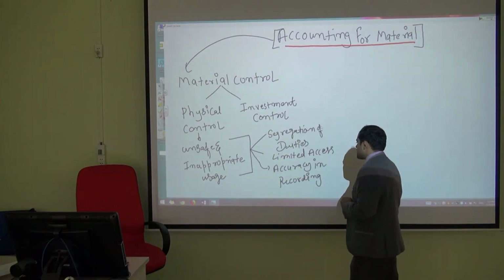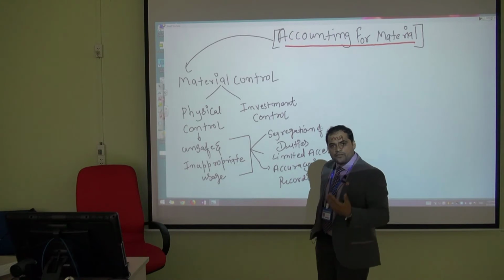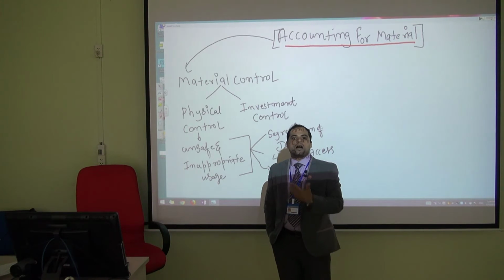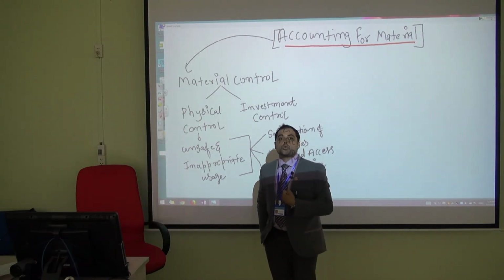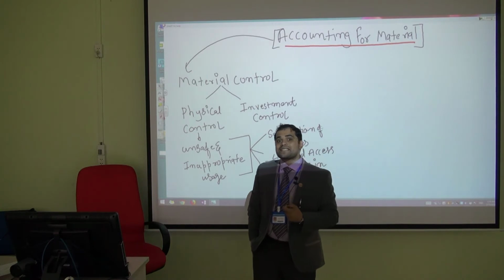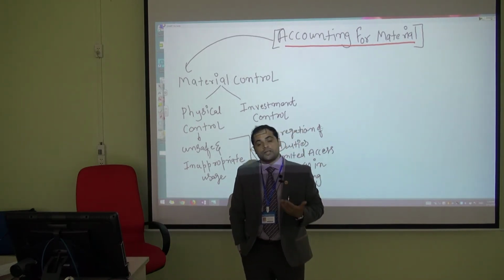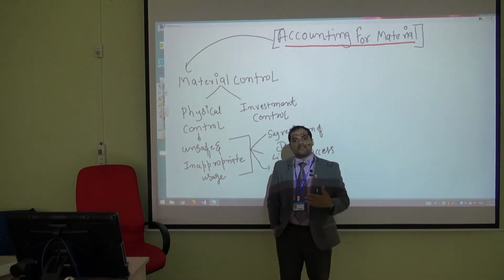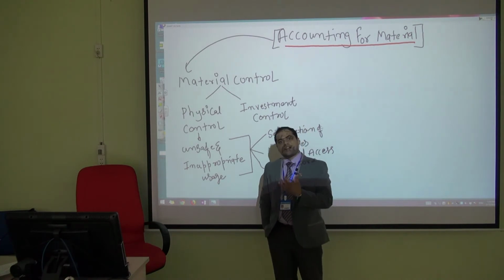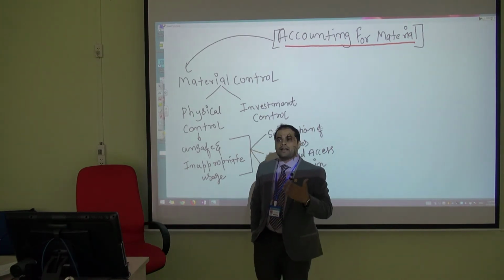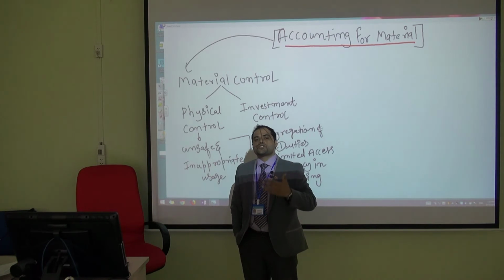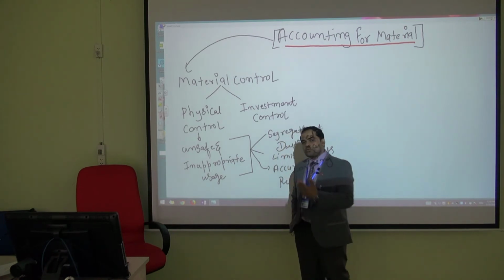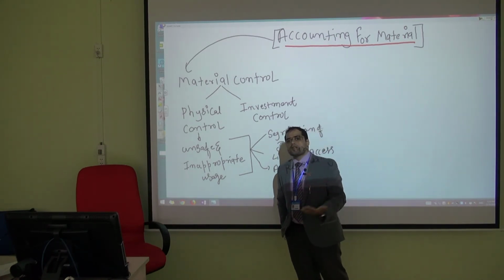Third one is accuracy in recording. If we're not going to make any mistake in our recording, of course we can control the material cost. If our recording system is not accurate, in that case our cost could be overstated and profit could be understated. So the overall financial statement will not be accurate, and of course user decisions will not be accurate. Alright. So that's why by doing these three things we can give a physical control over material.